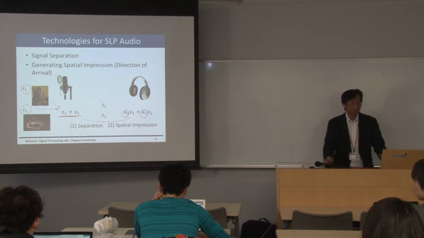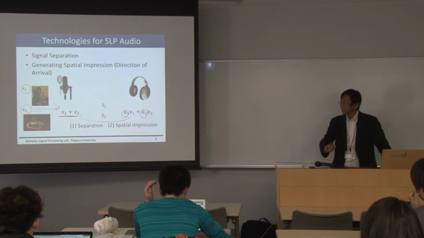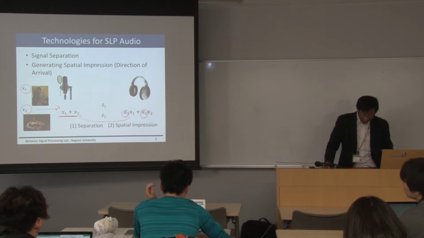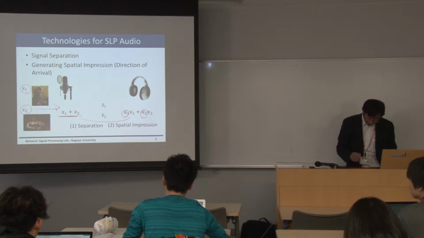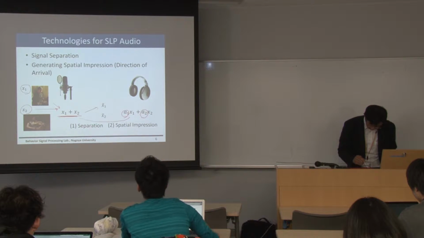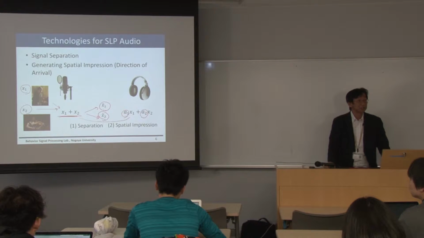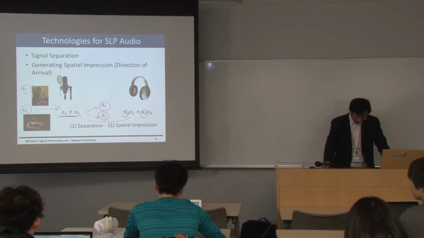Of course, that is not enough. We need to also change the phase of the signal, but this is not the most important thing here. The most important thing here is we need to estimate the independent two source signals. That is called the technology. That technology is called blind signal separation.